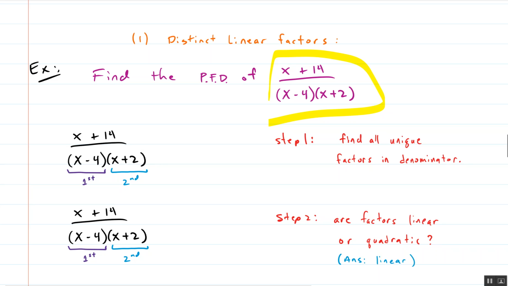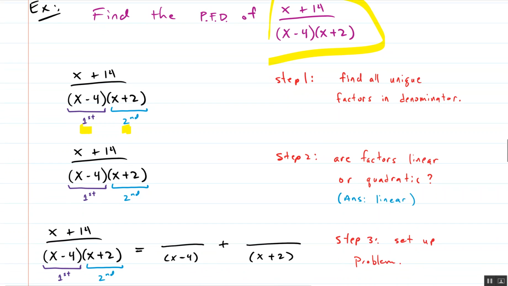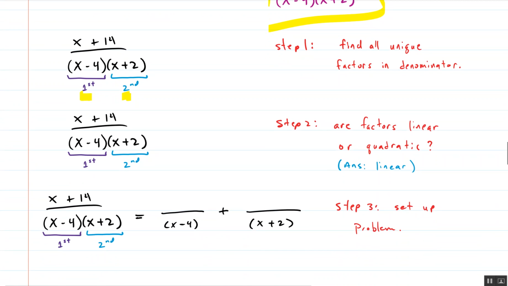So the first step is find all unique factors in the denominator. And luckily, we already have. So x minus 4 and x plus 2, we've got 2 of them. 2 unique factors. Second step, are these factors linear or are they quadratic?